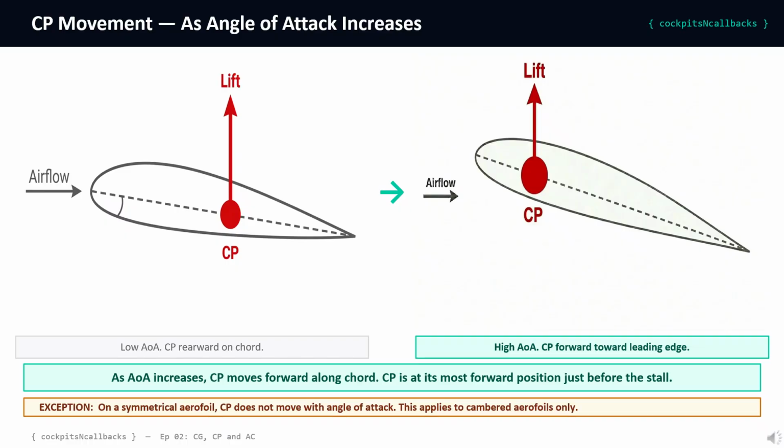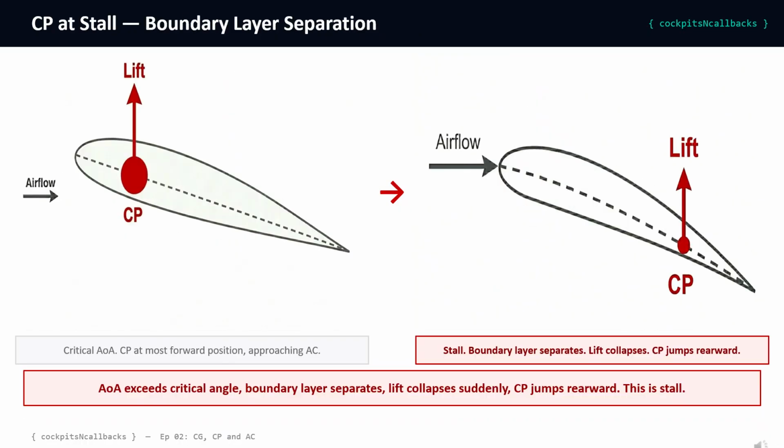What happens when the pilot keeps raising the nose beyond that point? Look at the aerofoil on the left, where the wing is at a high angle of attack, and CP is near its most forward position. Now look at the aerofoil on the right. The pilot has continued raising the nose, and the wing has reached a point where the airflow on the upper surface can no longer follow the curve of the wing. It breaks away from the surface completely, and this is called boundary layer separation. When this happens, lift does not reduce gradually, it collapses suddenly. And CP, which had been moving steadily forward, jumps abruptly rearward in a single instant.